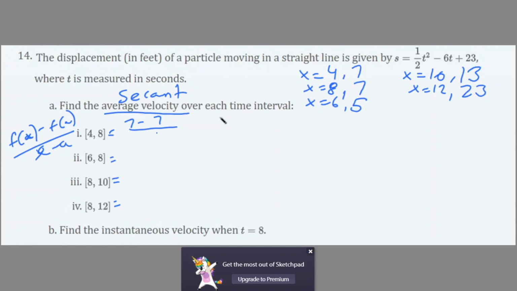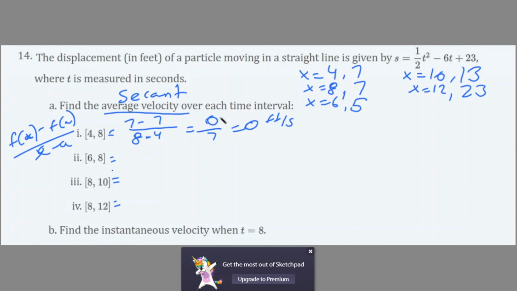We do 7 minus 7, and on the bottom would be 8 minus 4. That would give us 0 over 7. So for this, the average velocity over the interval of 4 to 8 is just 0. 0 probably feet per second. Yeah, feet per second, that would be our units.